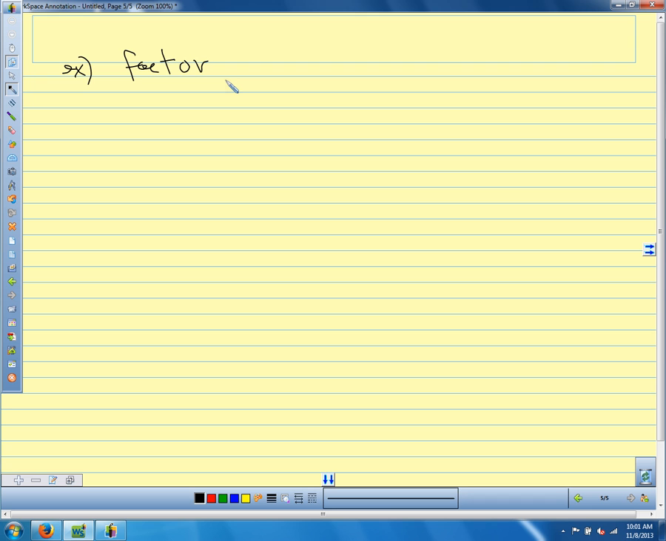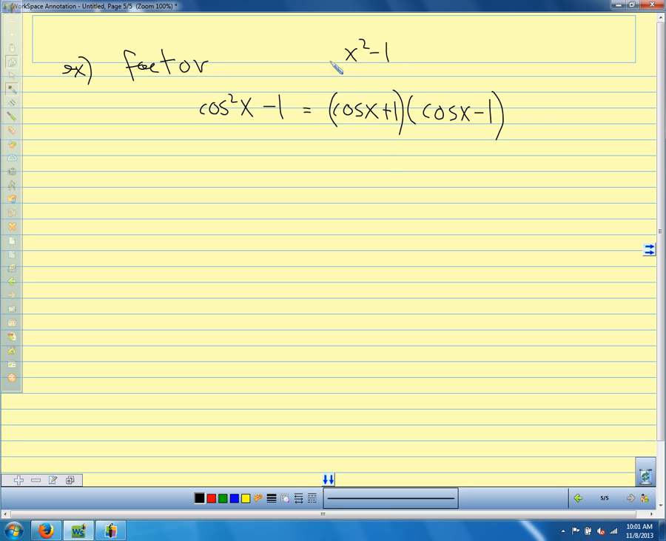For these, we want to factor. So let's start with cosine squared x minus 1. We want to factor this. We're not simplifying, we're factoring. How are we going to factor this? Cosine x plus 1, cosine x minus 1. This is just like factoring x squared minus 1, but instead of x's, I have cosines.